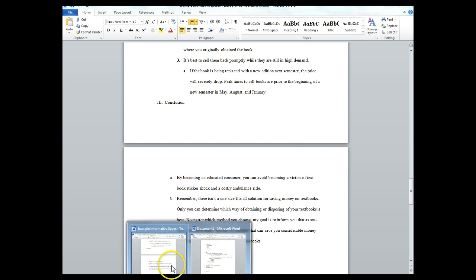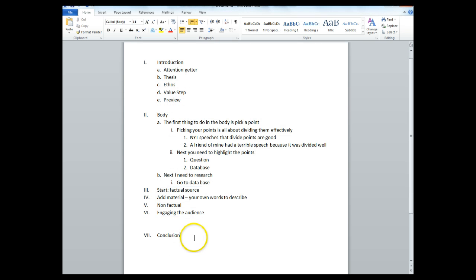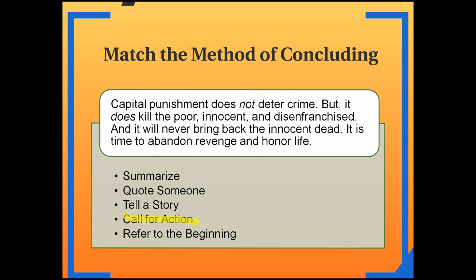Now, when you're writing it in the outline, there are 2 things that I mentioned, right? Something to end with impact, and then reviewing your thesis. That's really what you want to do. That's all you have to do in the conclusion. The conclusion is probably the thing you should spend the least amount of time on. However, remember, you do need an actual conclusion. I can't emphasize that enough.